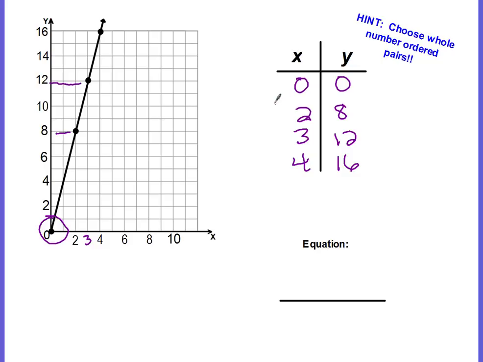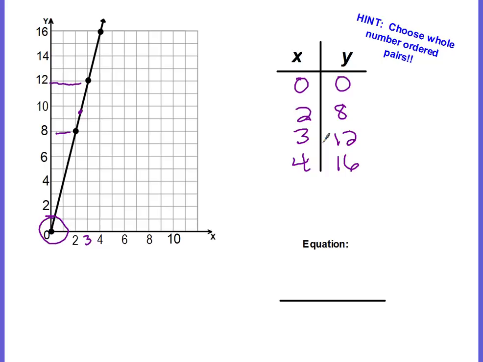Now, one of the things that you want to be aware of is that this is a point also that is on our graph. But that could be kind of hard to tell what the ordered pair is. It looks like maybe it's halfway between 2 and 3, halfway between 9 and 10. You always want to try to choose whole number ordered pairs to make it easier for you to do your calculations.